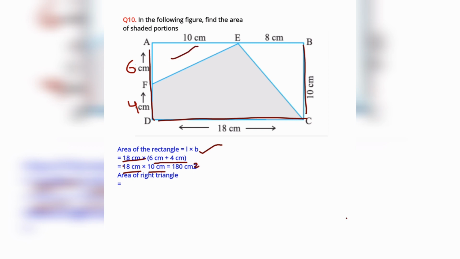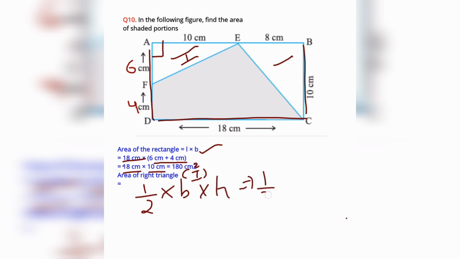Calculate the area of these right triangles. So first we'll calculate the area of this triangle. Let's name it triangle 1. So area of right triangle, I'm writing in bracket 1 so that you can identify it. So what is the formula? Half into base into height, is equal to 1 upon 2 into base. What is base here? 6 centimeter. 6 into what is height?